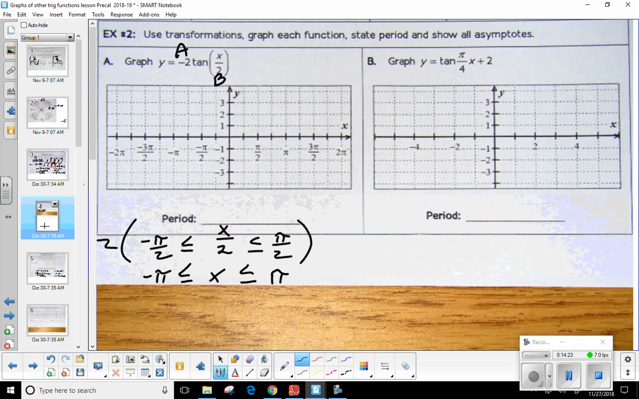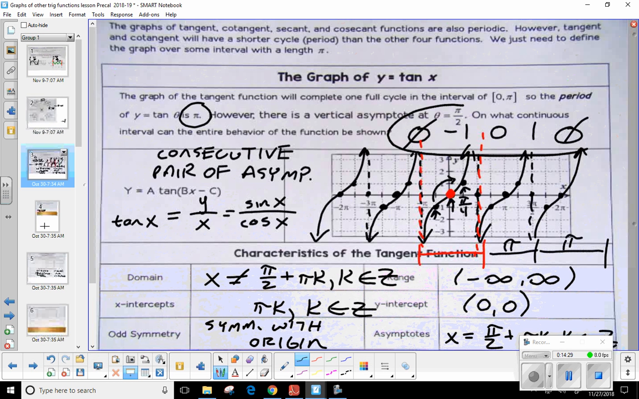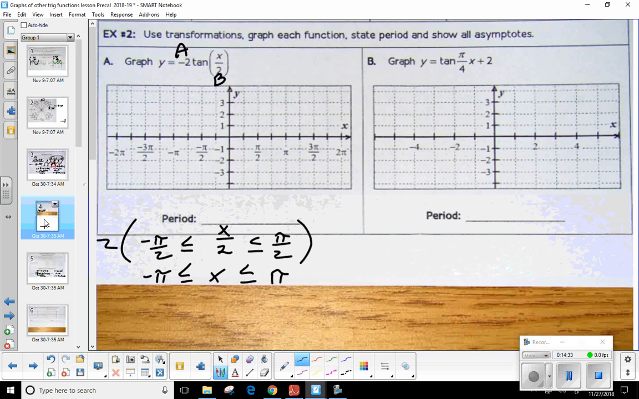Now I want to go ahead and take a look at my critical values. Remember the critical values that we just listed for tangent. It's this guy right here. Can you hear me now? Yes. So -1, 0, 1, and there we go. And what does the no solution refer to again? What's that mean?